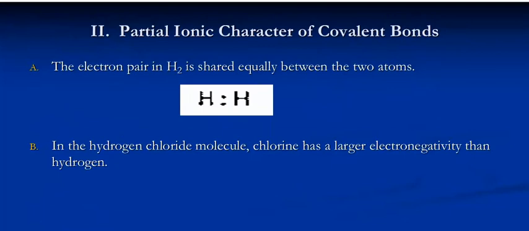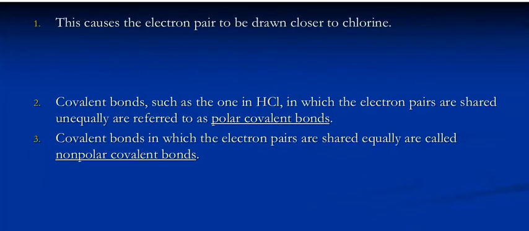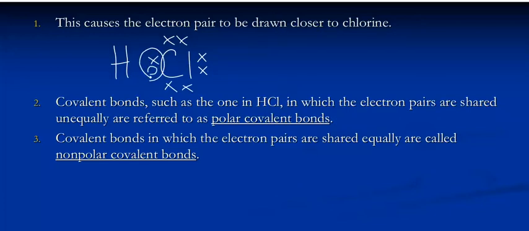In H2, the electron pair is shared equally because there's no difference in electronegativities between the hydrogen atoms. But in the hydrogen chloride molecule, chlorine has a larger electronegativity than hydrogen. This causes the electron pair to be drawn closer to the chlorine. So in this molecule, the shared pair of electrons right here is more attracted to Cl because of the higher electronegativity. Covalent bonds in which electron pairs are shared unequally are referred to as polar covalent bonds, like HCl.